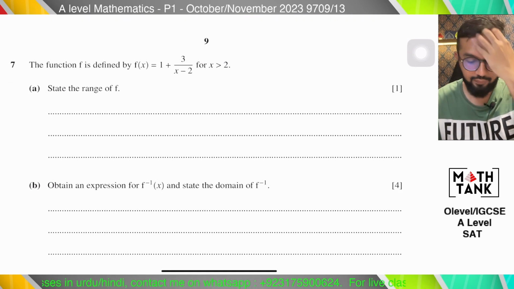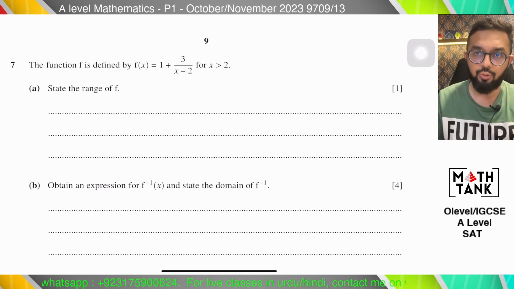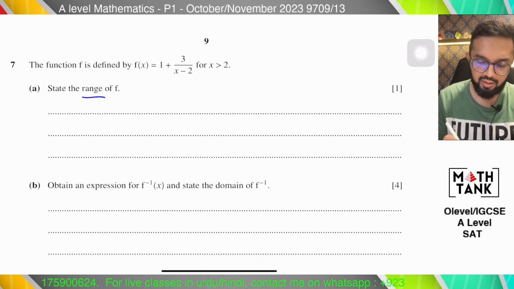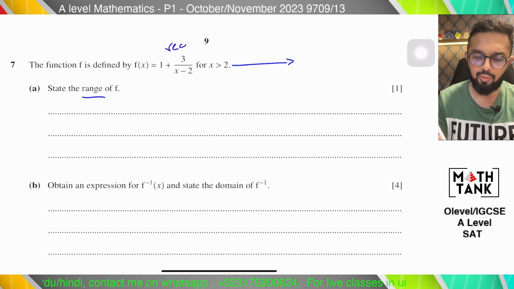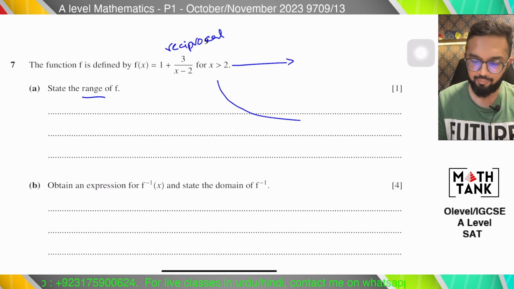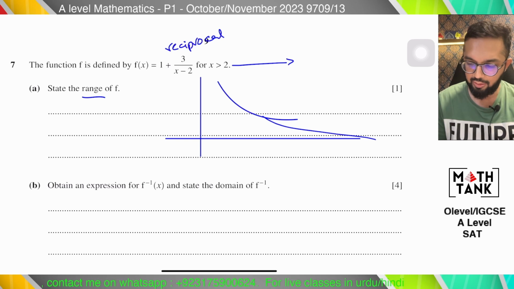It says the function f is defined by f of x equals 1 plus 3 over x minus 2 for x greater than 2. State the range of f. Notice that this is going towards infinity. This is a reciprocal function. Reciprocal functions tend to look like this. They are downward sloping and they usually have an asymptote at some point, approaching zero normally.